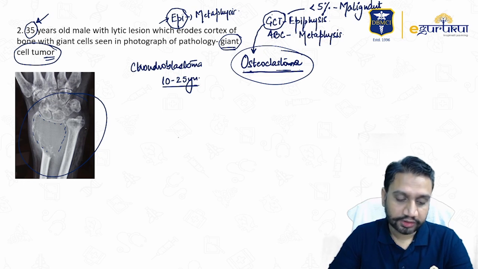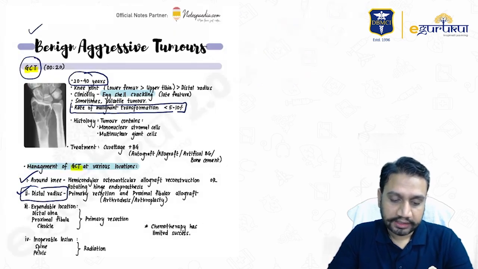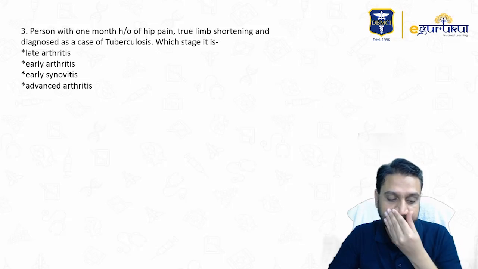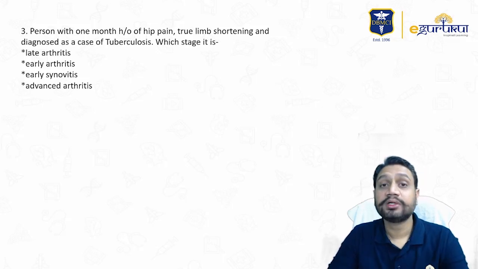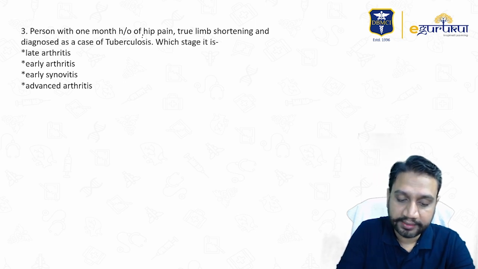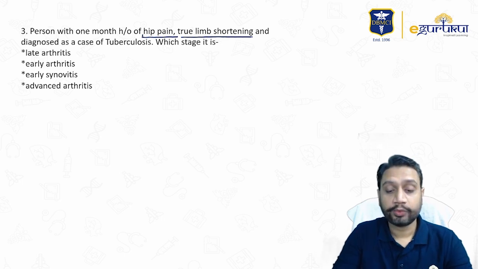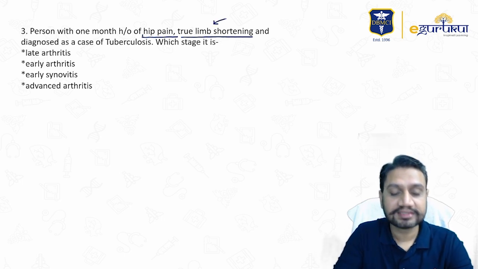Okay, let's move on to number 3. Number 3, you had a question something like this. A person with a 1 month history of hip pain. Then there is a true limb shortening. Fine. When there is a true limb shortening, what is that suggestive of?